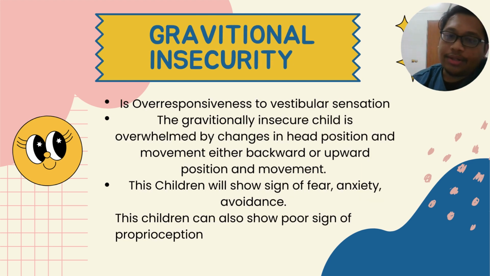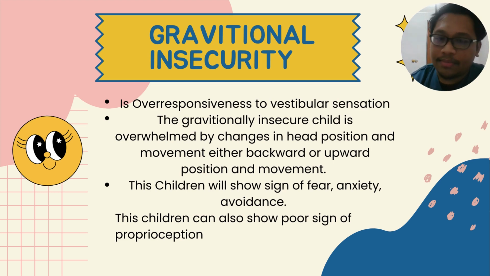Okay, gravitational insecurity is an over-responsiveness to vestibular sensation. Vestibular affects our balance. The gravitationally insecure child is overwhelmed by changes in head position, such as movement backwards or upwards. So when the child is put, for example, on a bouncing ball where their head is going to fall backward, they will start to panic. The child will show signs of fear, anxiety, or avoidance during those kinds of things.